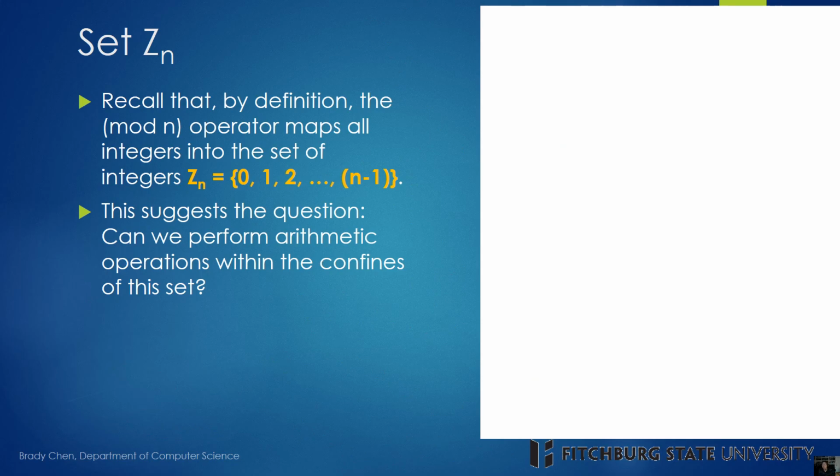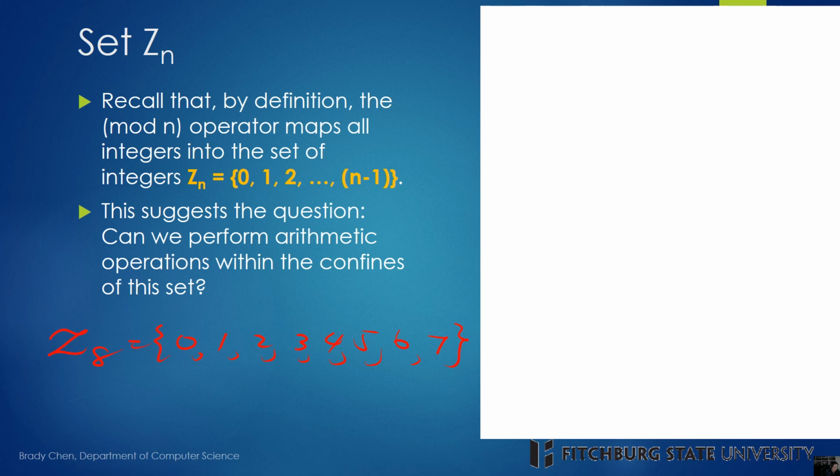Now, we know that by definition, the modulo n operator maps all integers into the set of integers we call Zn. Now, Zn is a set of all the integers from 0 to n minus 1. For example, Z8 is a set of integers 0, 1, 2, 3, 4, 5, 6, 7, which is actually 1 less than 8.